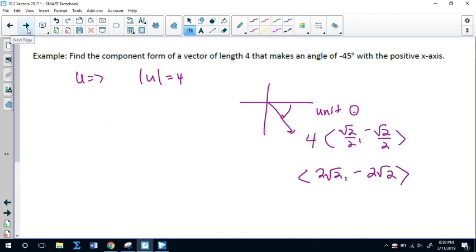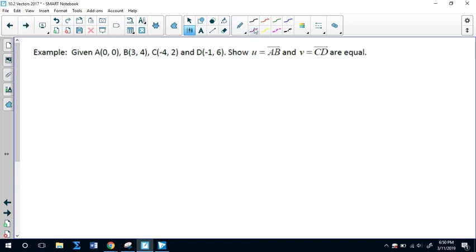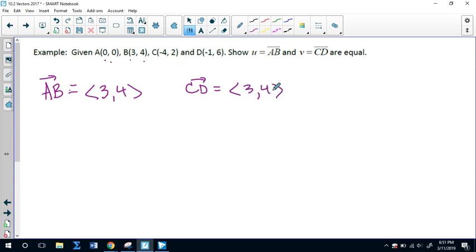Okay, moving on. So now I've got 3 points, and I have 4 points, and I want to create two vectors and show that they are equal. So I want to find AB. So vector AB will be 3, comma 4, because I'm subtracting 0 from 3 and 0 from 4. And vector CD is equal to -1 minus a -4 is 3, and 6 minus 2 is 4. So literally the same vector. Hopefully not too difficult. As you can see, we're just going to keep plugging along.